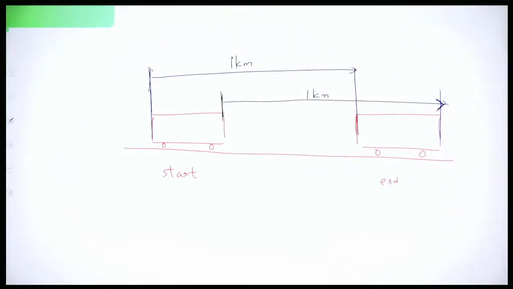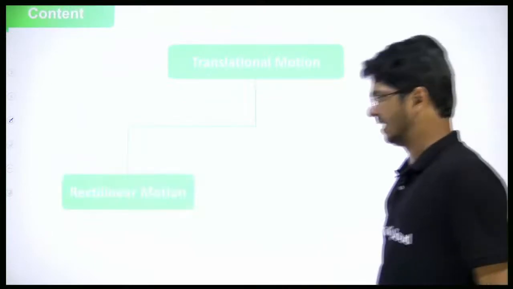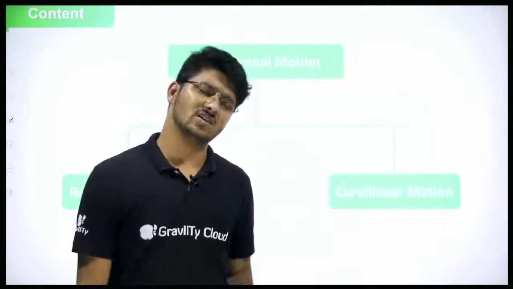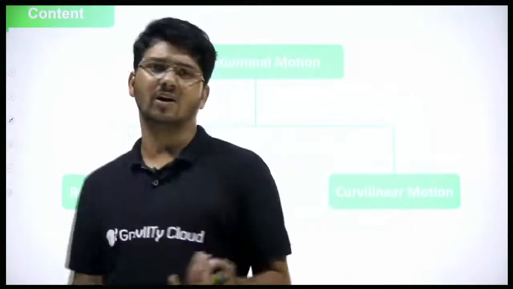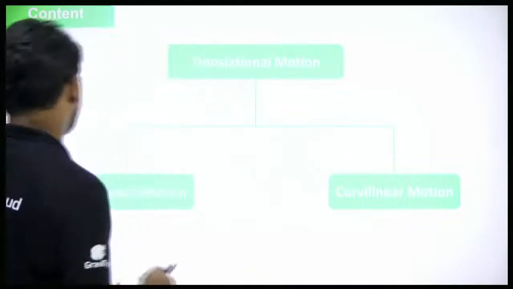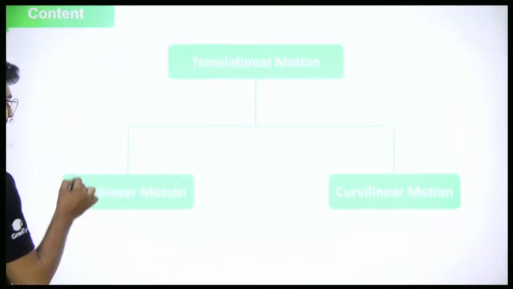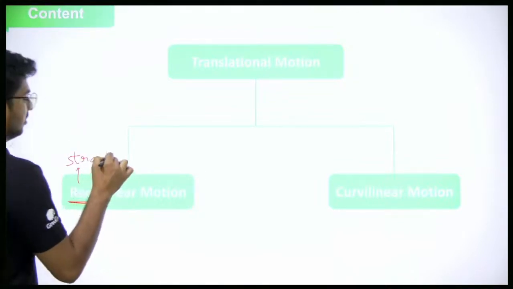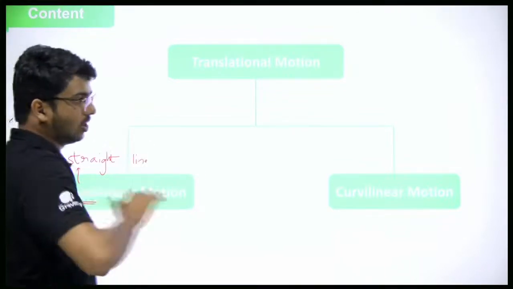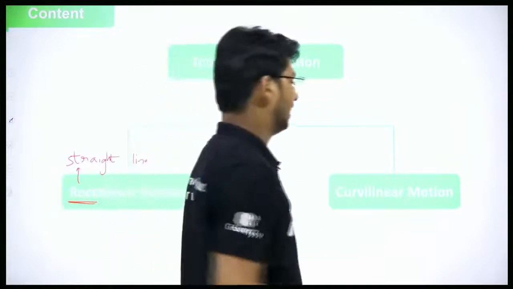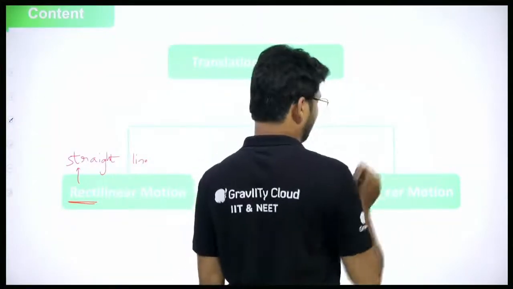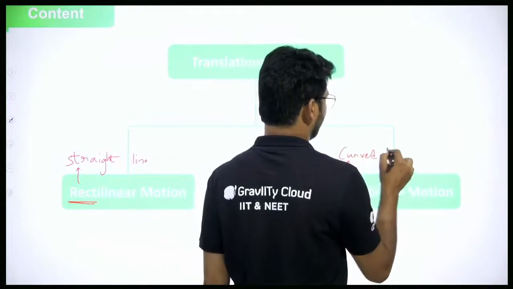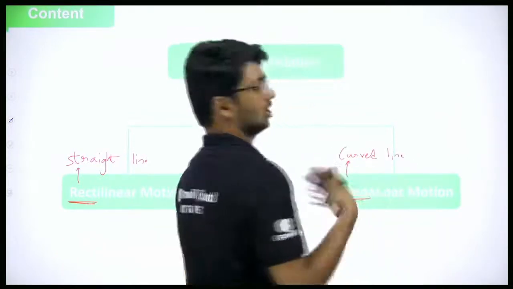Understood? Okay. Now we have two types of translational motion. One is rectilinear and the other is curvilinear. Now what are they? I'll explain to you. First of all, linear will mean line. Now when we say rectilinear motion, recti will mean a straight line. So the motion along a straight line is called rectilinear motion. Curvilinear means a curved line, that's it. Motion along a curved line.